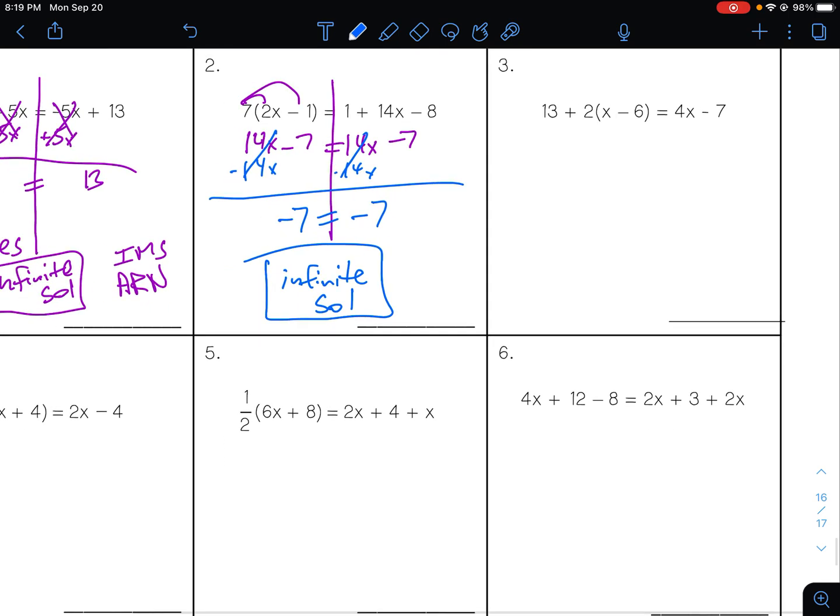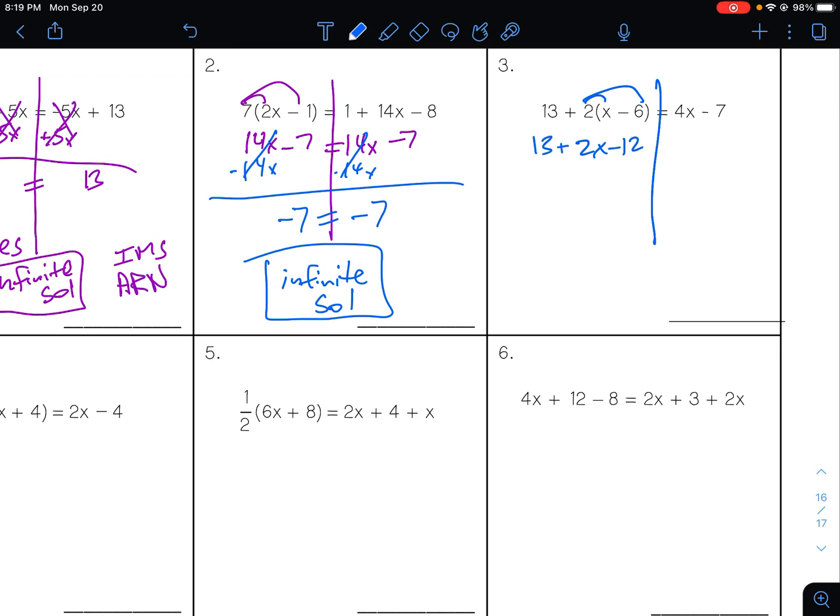Number 3. We have to simplify the left side. There's a lot going on there. So distribute the 2x, and the 2 and the x. Distribute the 2 to the x. It's 2x. Distribute the 2 to the negative 6, which gets us negative 12.